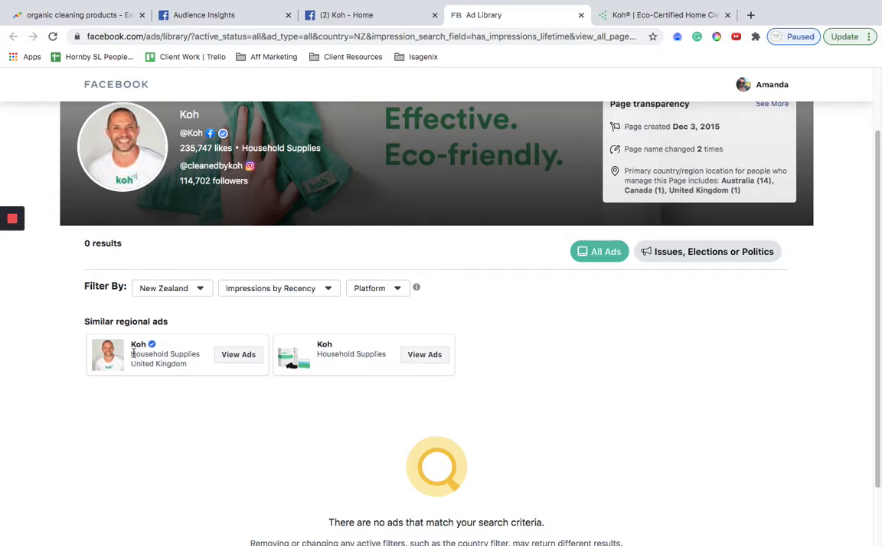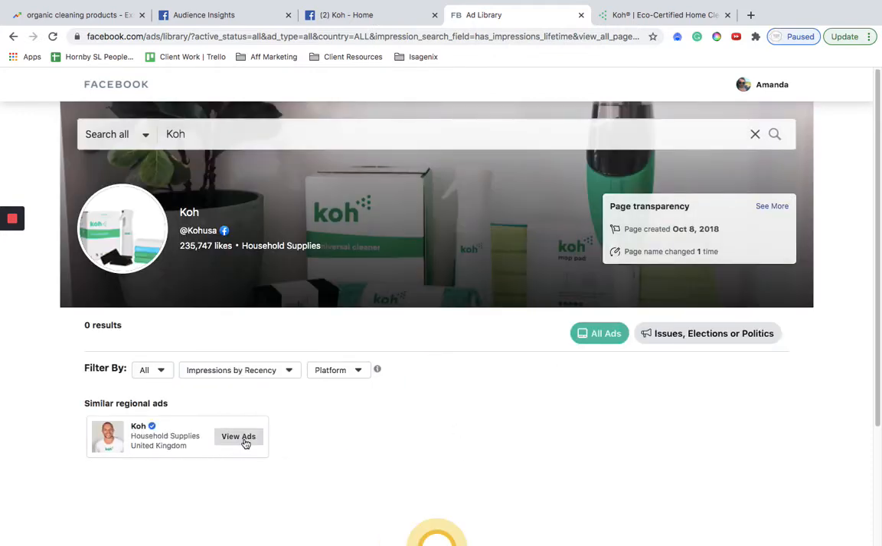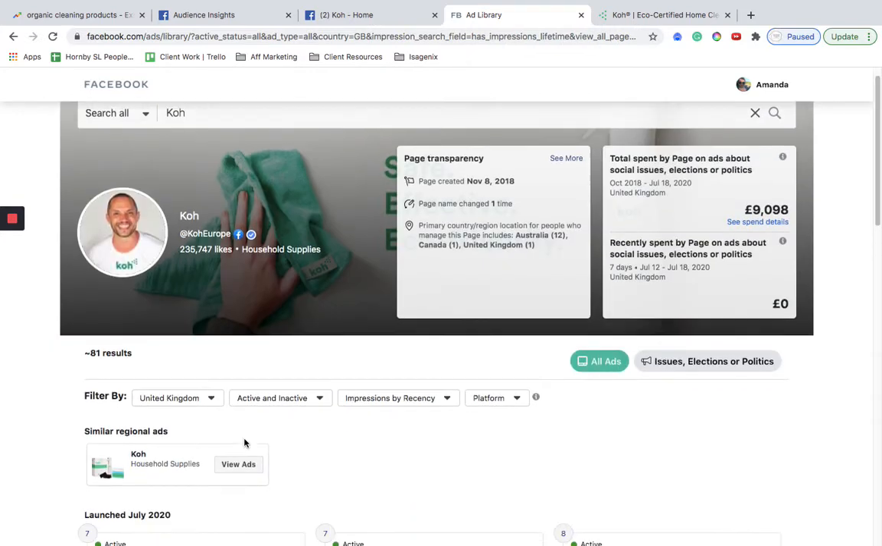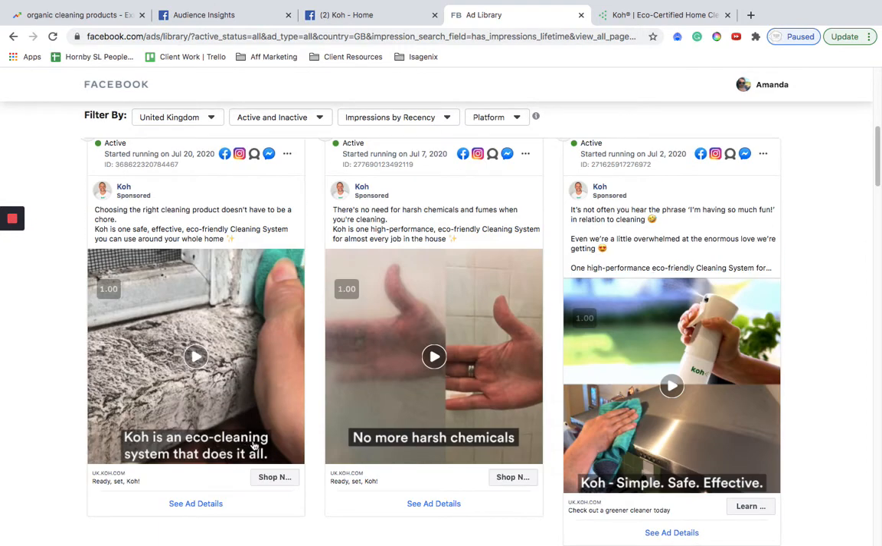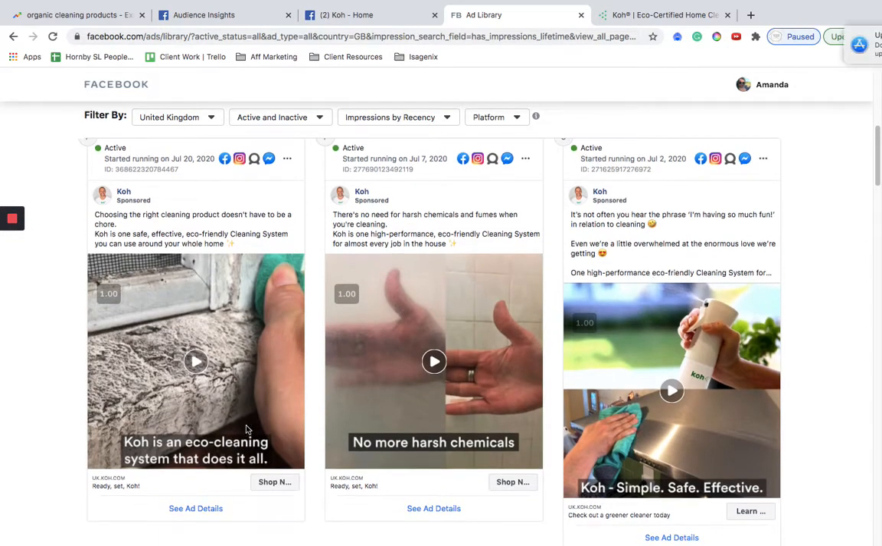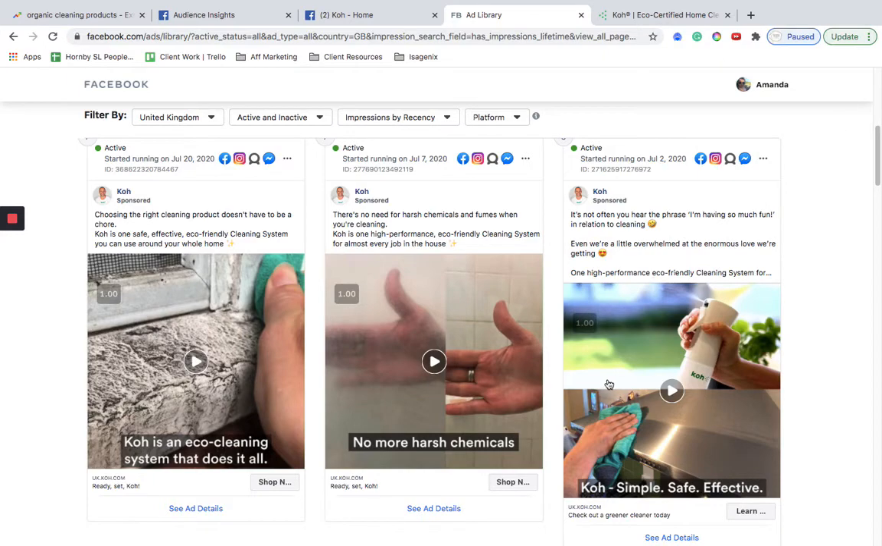And we can see here that they're running ads in the UK, as well as some other ads. And we just need to click on a button, like so. And would you look at this? You can see exactly what ads they're running. You get the ad ID and you get a whole bunch of other information.